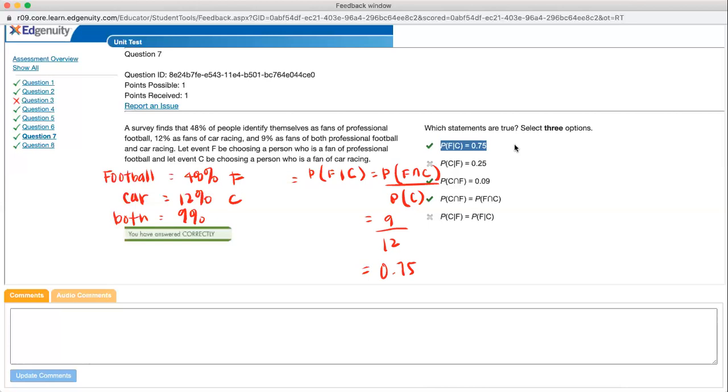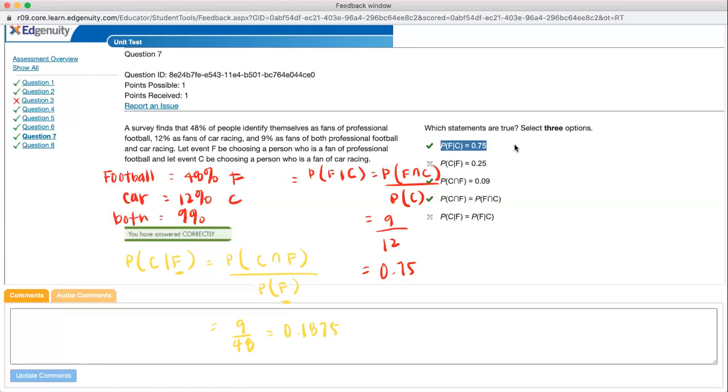Probability of C given F. So if I'm looking at probability of C given F, I'm looking at the probability of C and F over probability of F. So given F, that's given F, right? So looking at this one, this is going to be 9 over F, which is 48. If I do that, 9 divided by 48, this will give me, so that's not the answer that we want.